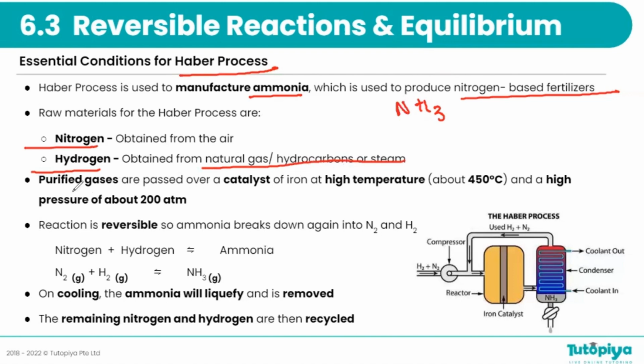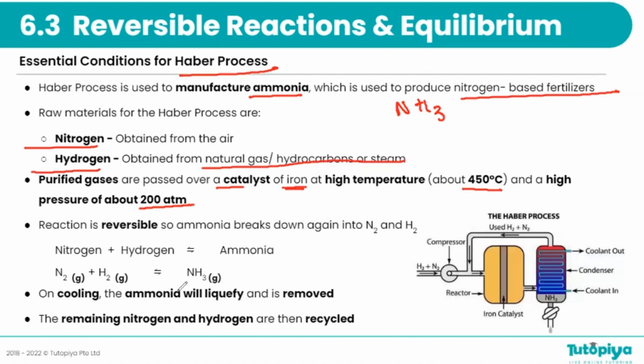First, what we must do is purify these nitrogen and hydrogen gases and get pure samples of nitrogen and hydrogen and pass it over a catalyst of iron. It's very important. The catalyst for Haber process is iron. The temperature condition is about 450 Celsius and the pressure condition is about 200 atmospheric. So the three conditions for this process are the catalyst iron, temperature 450 Celsius, and pressure of 200 atm.